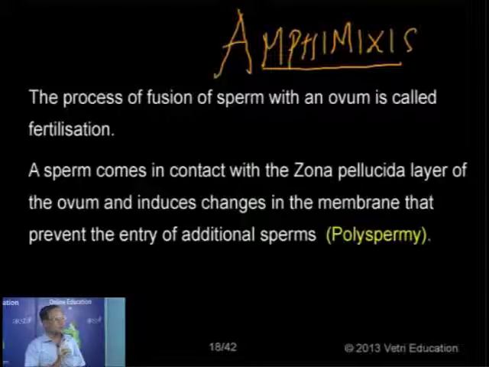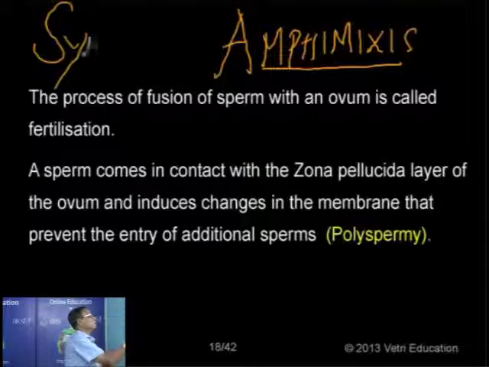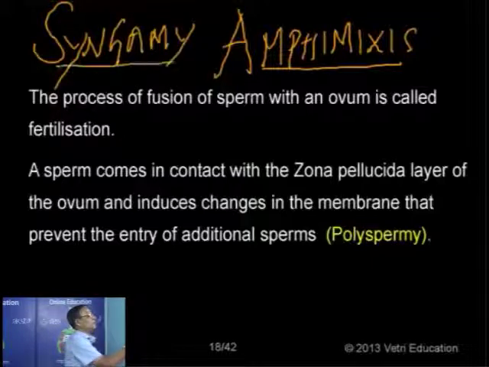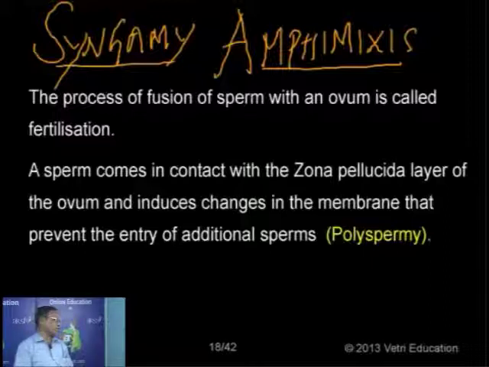But the general word used for the fertilization process, simply the fusion of male and female gametes, is syngamy. The union of male and female gametes is called syngamy, followed by the fusion of the male and female pronuclei, the nuclei being called pronuclei. This is called amphimixis, the mixing of the two, resulting in the formation of a diploid nucleus. So this is the fusion of the nuclei, and syngamy is simply the fusion of the male and female gamete.